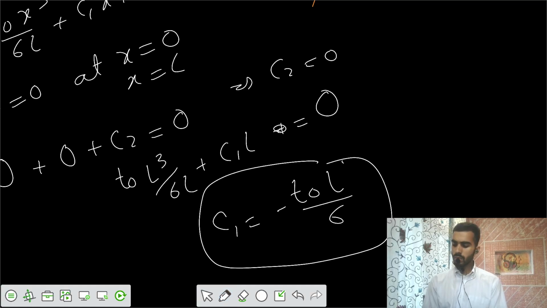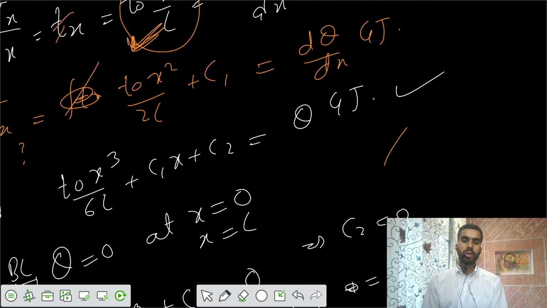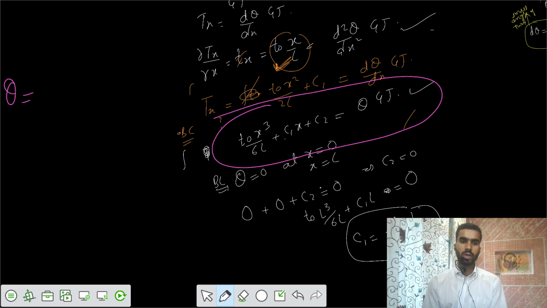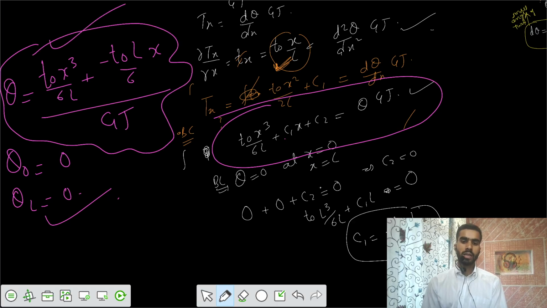I got this C1 now, minus T0 L by 6. So if I say what is the theta at any x now, if I write that equation, this was your equation of theta. Theta equals T0 x cubed by 6L plus C1, that is minus T0 L by 6, times x, divided by GJ. Theta at 0 would be 0, and theta at L would also be 0. But at any particular x, you can get the value of theta based on this equation.